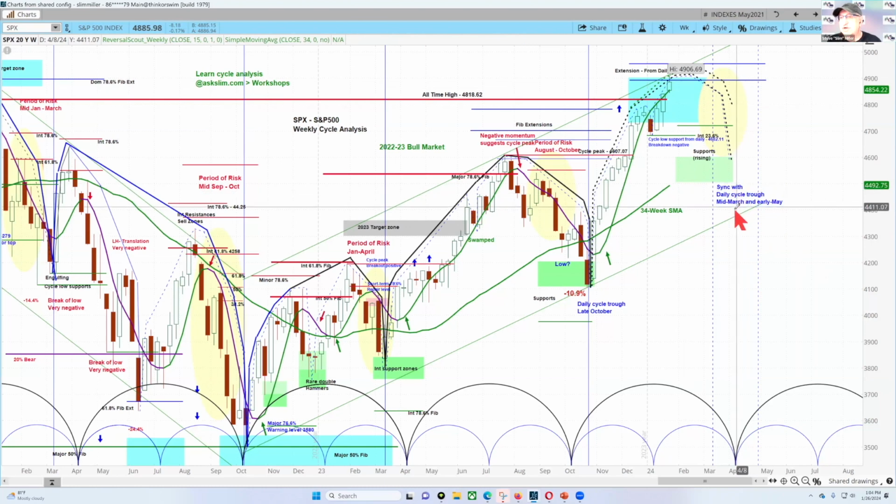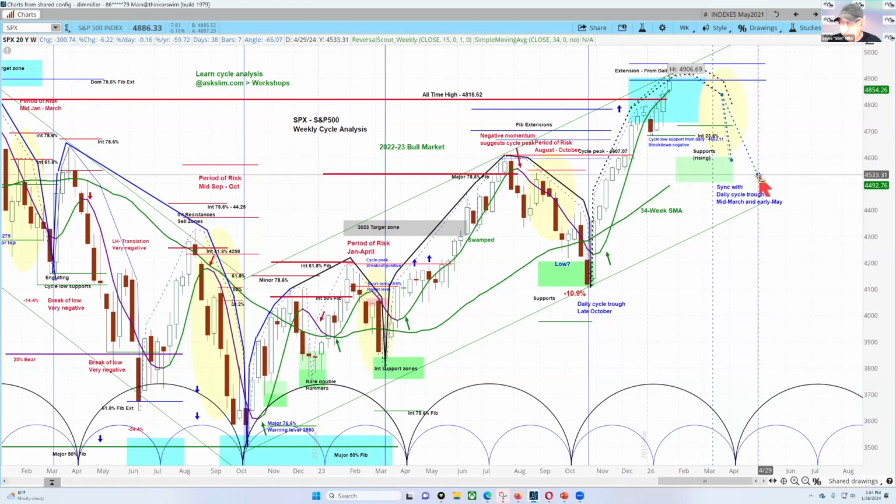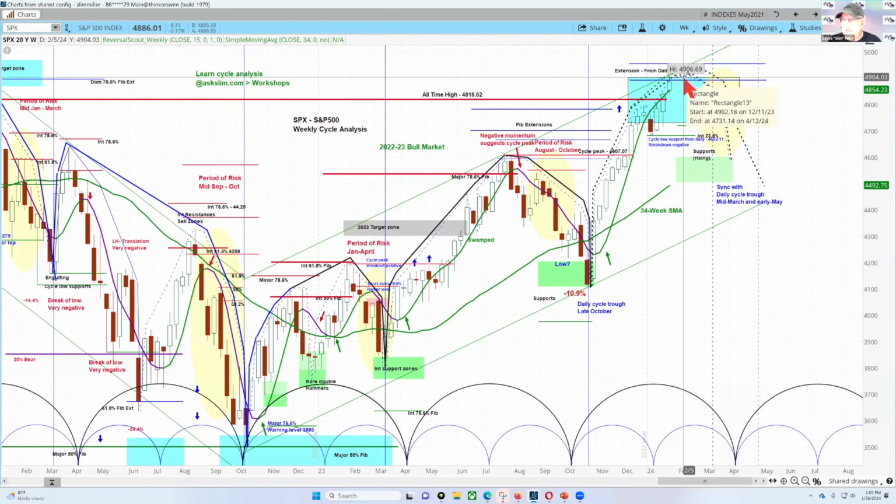Now you see this note in here. It syncs with the daily cycle troughs in mid-March and in early May. So this low here could come in mid-March, or what could happen is that the low doesn't come until out over here into early May, something like that, based on what the daily patterns are telling us. There's a peak very likely to occur in here. This is a very important resistance area here. As we look at this, this is the 100% fib extension at the top of that blue area, and this is the daily extensions right in here.